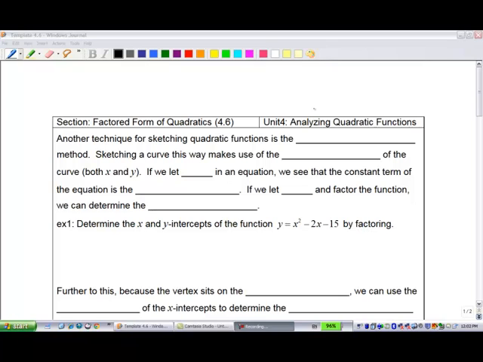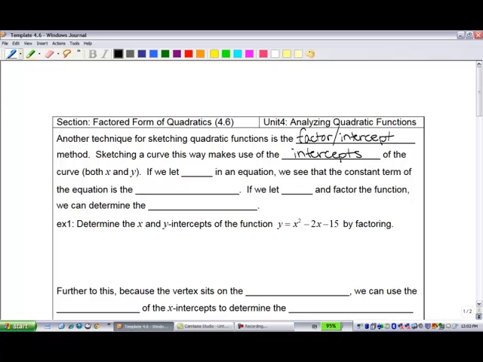We've seen in the past that we can complete the square to graph a quadratic function. In this unit, we're going to take a look at another technique for sketching quadratic functions, which is something I call the factor/intercept method. And sketching a curve this way makes use of the intercepts of the functions.